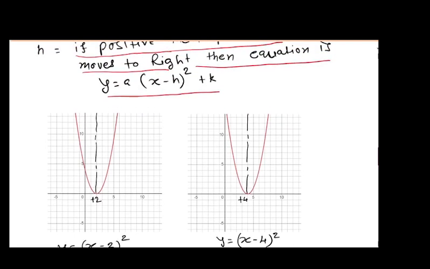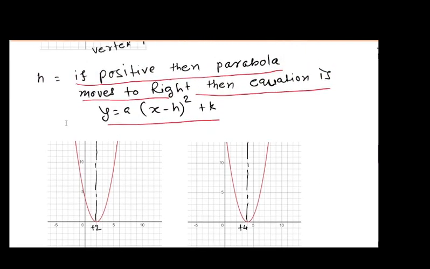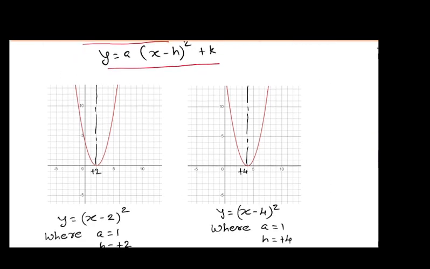So when my h value is positive, then the parabola moves to the right, and my equation is y is equal to a into (x minus h) square plus k. So when my h value was 4 and 2 over here, this parabola has moved to the right by 2 units over here and 4 units over here.